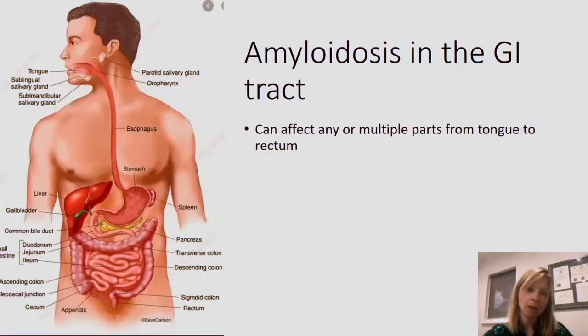When I refer to the gastrointestinal tract, I'm referring to anywhere from the tongue, including the esophagus, the stomach, into the small bowel, which in an average human is about 3 to 4 meters long, and then the large bowel, all the way through to the anus. And amyloidosis is a disease that can in fact affect any part of the GI tract.